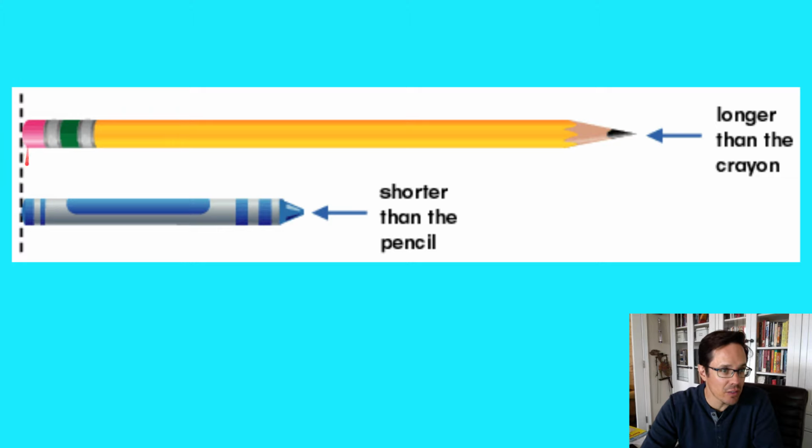Take a look here. See how I have this pencil and this crayon lined up on this dotted line? If I had the pencil or the crayon off of that line, there would be a gap, and it wouldn't give me a good measurement. So whenever you're measuring, you always want to make sure that where you start is right there at the edge of what you're measuring. In this case, you can already guess, the pencil is longer than the crayon, and the crayon is shorter than the pencil.